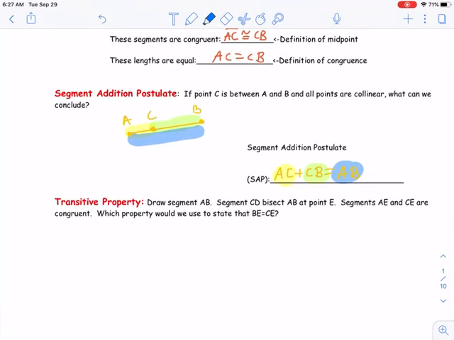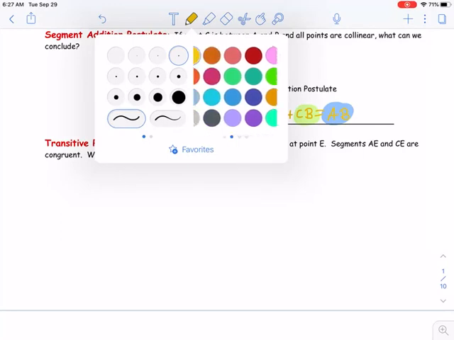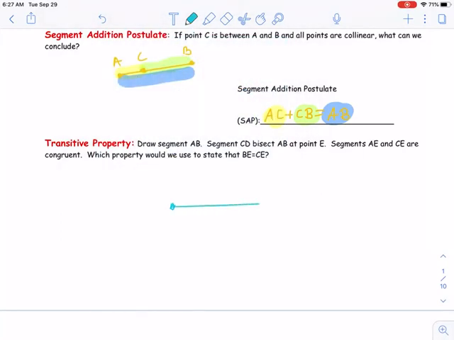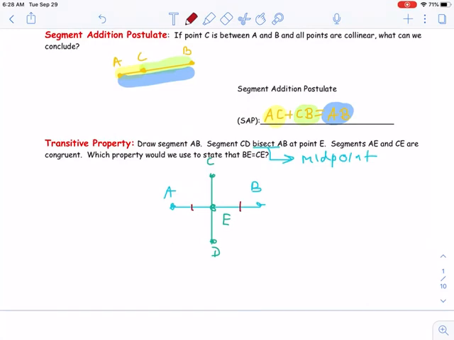And just for fun, let's practice a transitive problem. We're going to draw segment AB. Now CD bisects AB. Remember, bisect is a different version of midpoint. CD bisects AB at point E. So we have this picture right here. Bisect, kind of like midpoint, means tick marks. I'm immediately going to put those tick marks because it bisects it. Drawing and labeling our pictures.